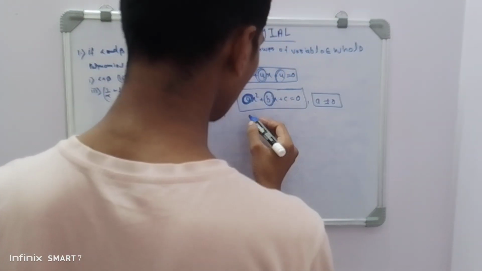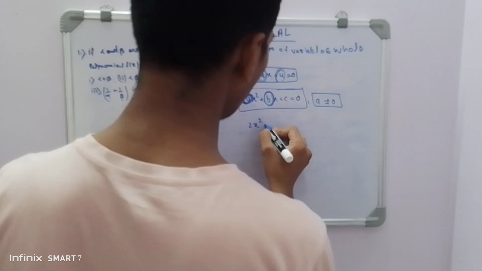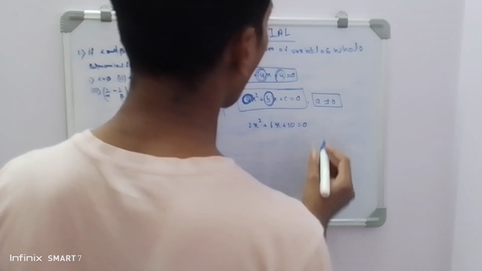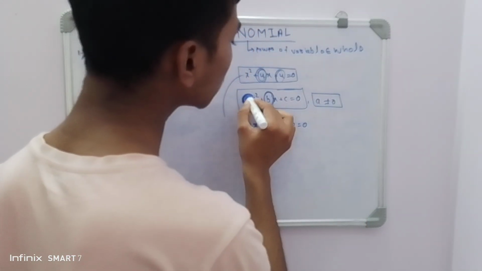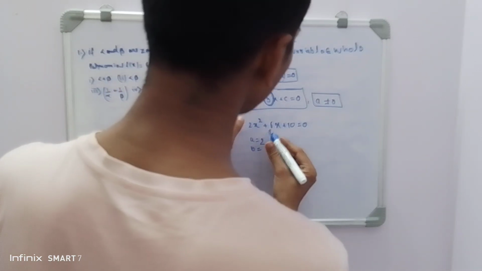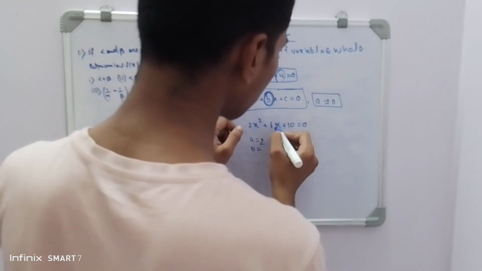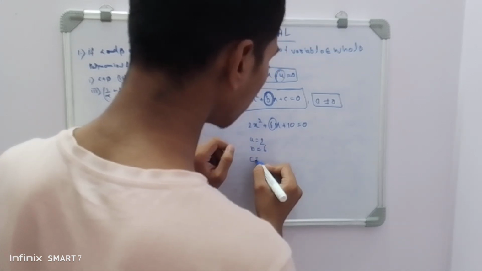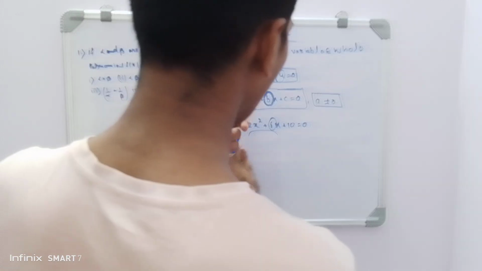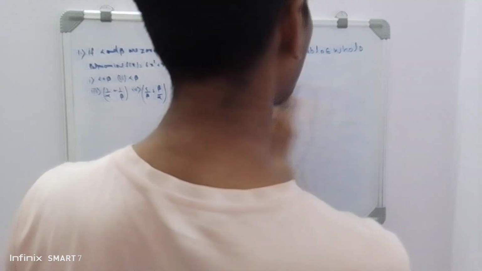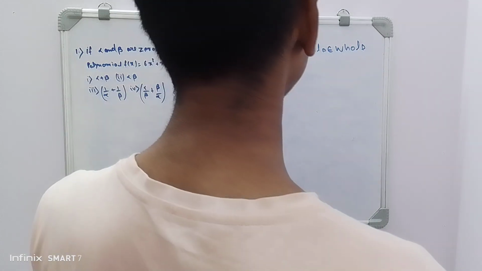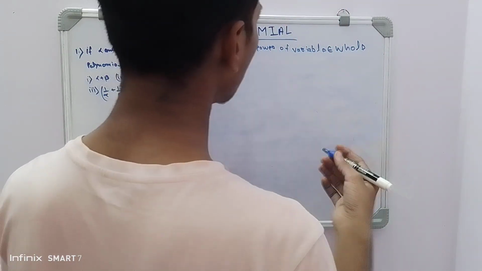Let's write another polynomial: 2x square plus 6x plus 10 is equal to 0. In this, what is the value of a? A means the coefficient of x square, which is 2, and what is the value of b? It means the coefficient of x, which is 6, and c means the constant term, which is 10. On comparison with the general form you have to write like this. It is important to understand a, b, c because you have to use them in your relations.